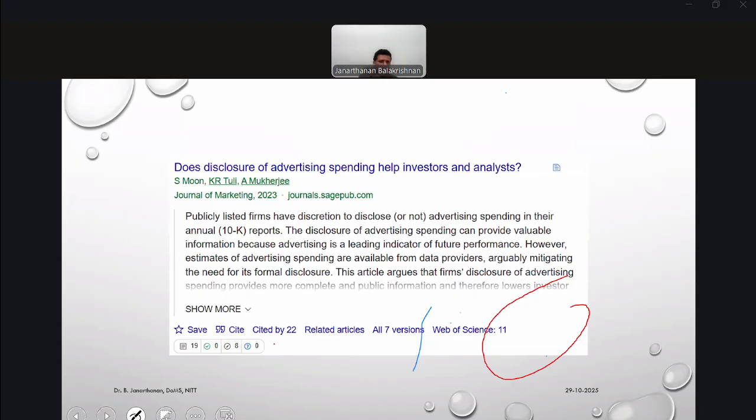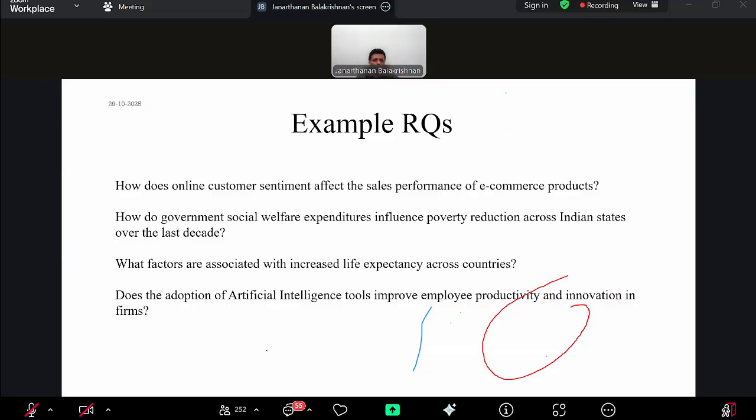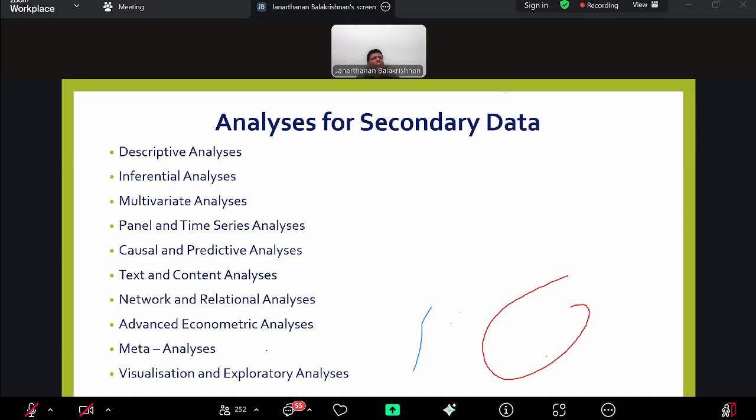And this is also from the Journal of Marketing 2023, believe me, 2023. See, they have taken 10,000 reports of publicly listed companies and are trying to understand their advertising spending against their performance. That is a very good thing. It's a very simple study, and they have got reasonable citations also. So these are very good examples of how you can do it. This we already saw. So what are the analyses that you can do on any data? Descriptive, I already told you, that you're describing the data.